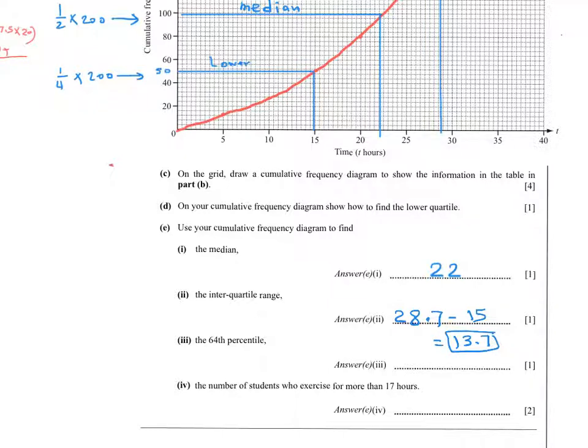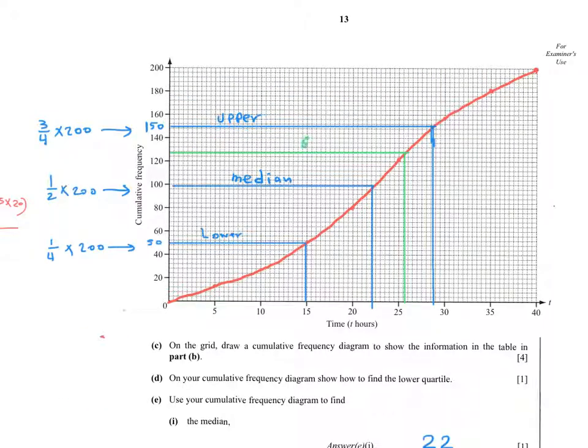This is the interquartile range. Now the 64th percentile. To find the 64th percentile, you must multiply 64 over 100 times the total. You get 128. This is the order for the 64th percentile. Start from 128.